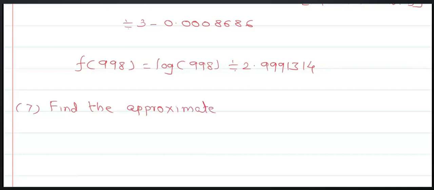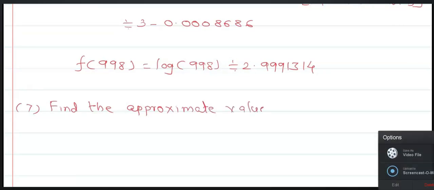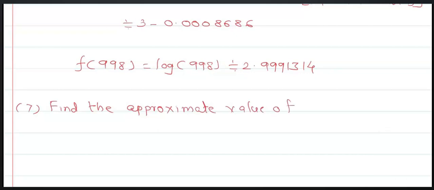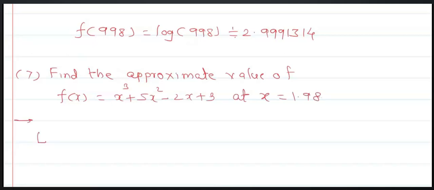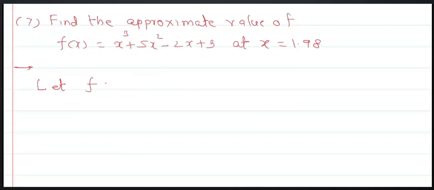Therefore, f of 998 is equal to 2.9991314. Now the next problem: find the approximate value of the given polynomial. This type of problem is also asked in the board exam. f of x is equal to x cube plus 5x square minus 2x plus 3 at x is equal to 1.98.